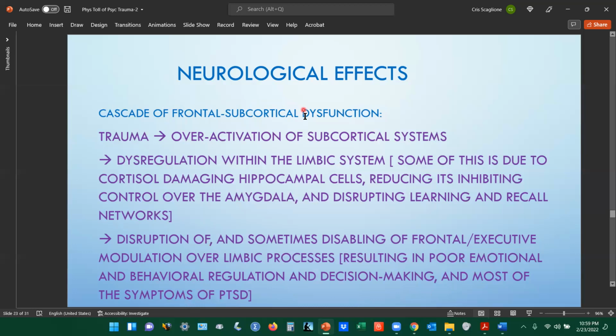Recall also that the limbic orbital frontal system is very much responsible for our sense of self and selfhood. And a lot of trauma really disrupts the formation of a nice, solid, secure, consistent sense of self.